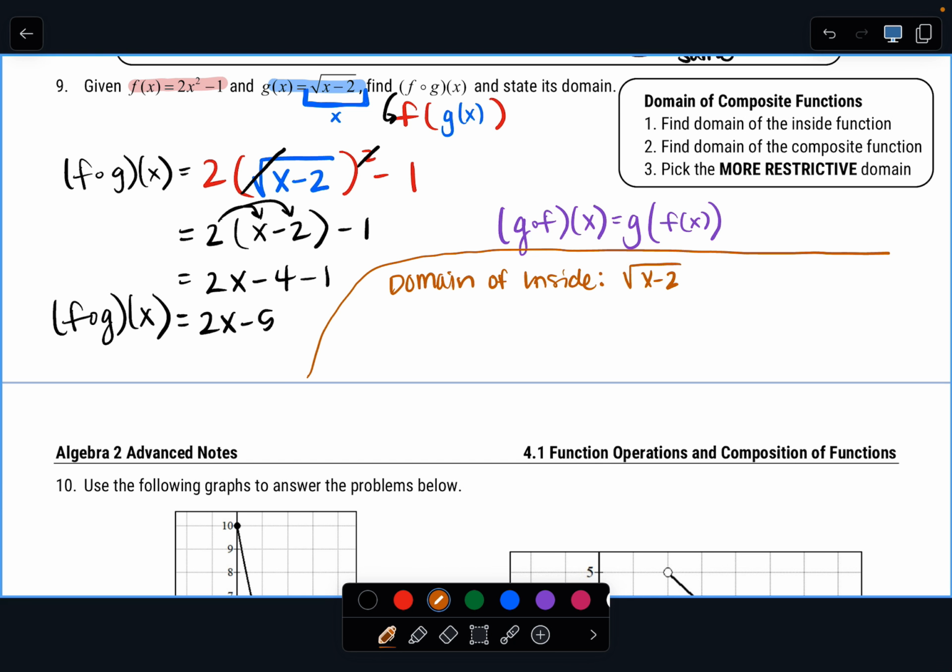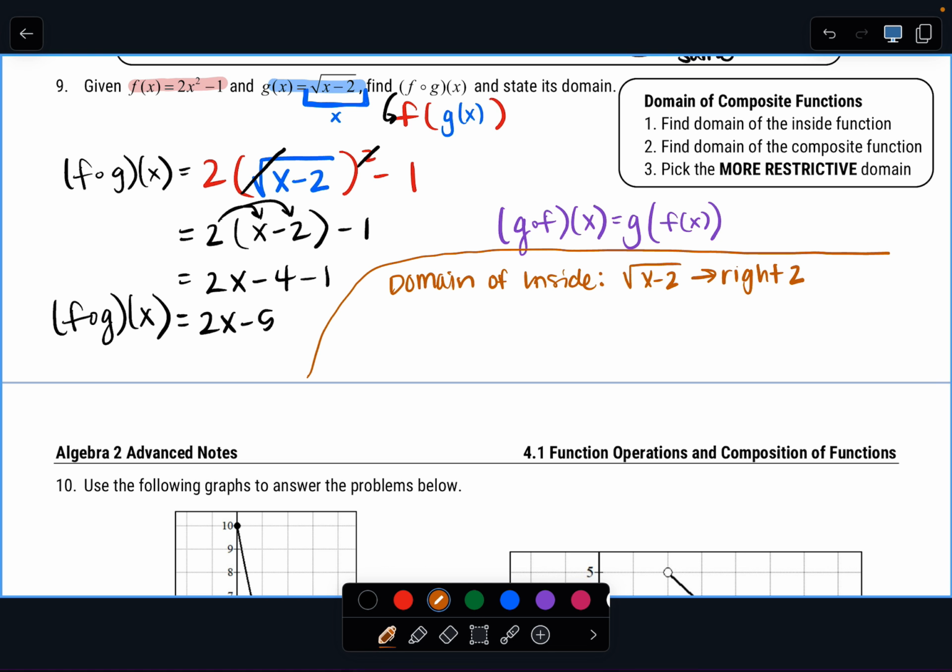Transformation-wise, because again, I told you transformations will show up for the entire year, I have a negative 2 inside of a parent function. What is that doing shift-wise? Where am I moving to? Down, right, which one? Right. Inside is left, right. So it should be right 2. So I am moving right 2.